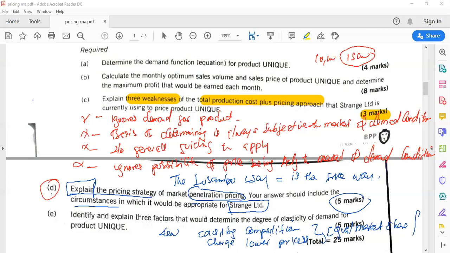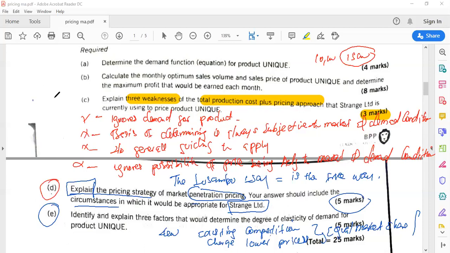Next, easiest question. E. Yes, what does E say? Identify and explain three factors that would determine the degree of elasticity of demand for the product. We talked about other factors that may influence demand other than the price itself. But again, there are lots of factors that may determine the elasticity of demand. Even before you go to reading that story, you just have to know these factors.